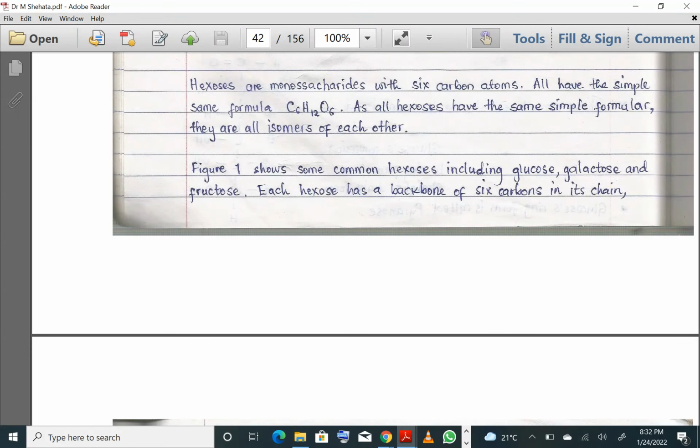Okay, so hexoses are monosaccharides with 6 carbon atoms, and all have the simple formula C6H12O6. So they have the same molecular formula but different structural formula. Therefore these are structural isomers of one another. Okay, so we've done that.